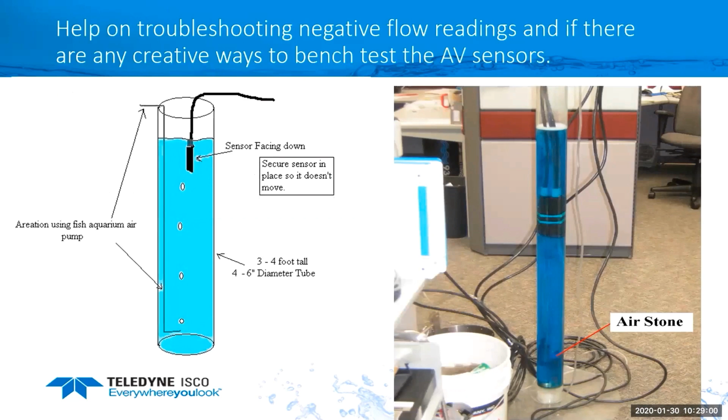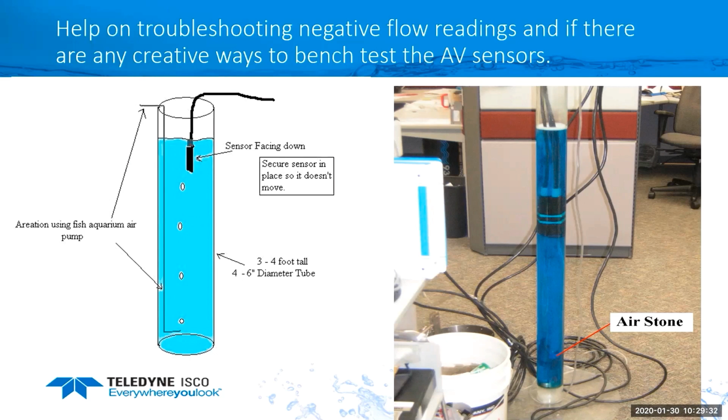More questions on the AV sensors. Somebody asked, when it's in troubleshooting, for help on how to read negative flows, and if there's any creative ways to test your sensor. So what our technicians have come up with is they've used an aquarium air stone, and they put it in the bottom of a tube. So as you're seeing here, we got like a 4-inch or 6-inch PVC tube. They put an aquarium air stone in the bottom of it, and then the AV sensor will read the speed of the bubbles coming up to the surface.